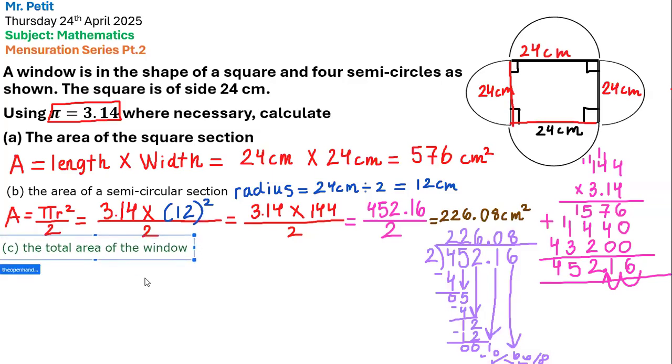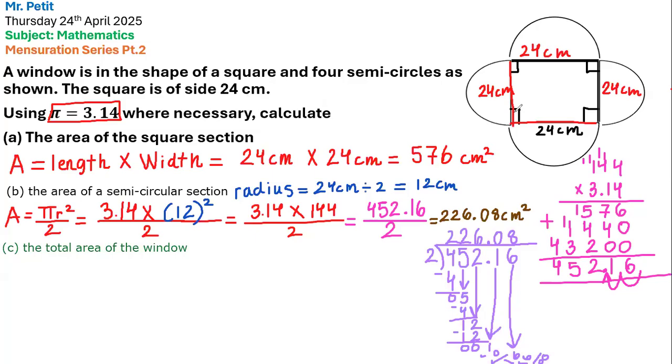So class, how are we going to figure the total area? Anyone have an idea how we get the total area of the shape? Add up all the sides. What do you mean? You have to add the area of the square and the area of the semicircular section, and then you have to multiply the area of the semicircular section by 4 because there are 4 semicircles, and then add both of them. Very good, Amaya. So we're going to follow our procedure.